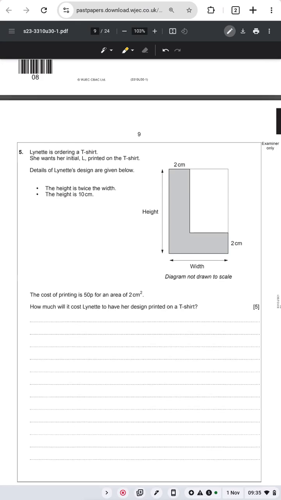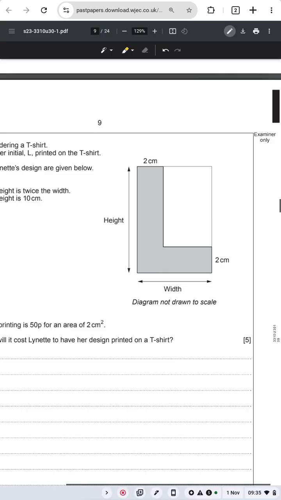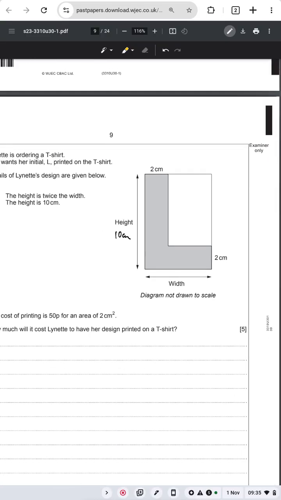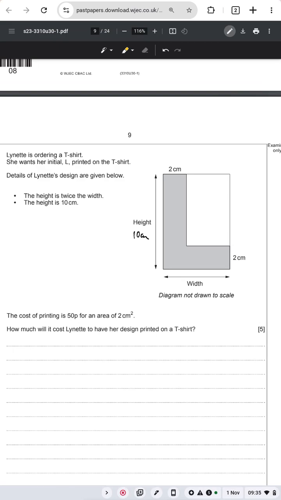Okay, question 5. Lynette is ordering a t-shirt. She wants her initial L printed on the t-shirt. Details of Lynette's design are given below. The height is twice the width and the height is 10 centimetres. So we should add that onto the diagram. And if the height is twice the width, then the width must be 5 centimetres.